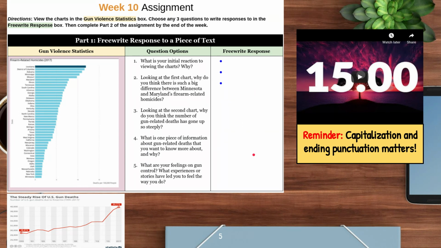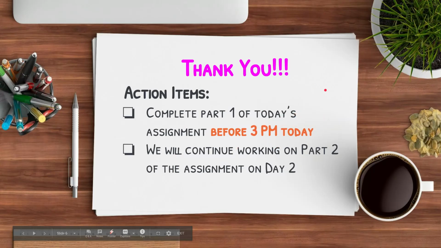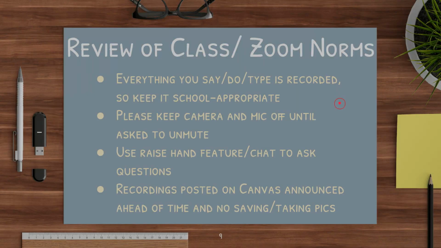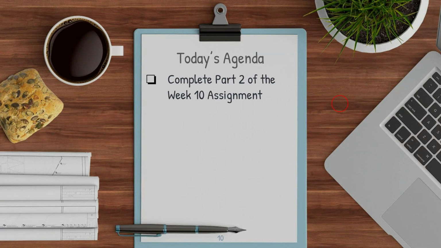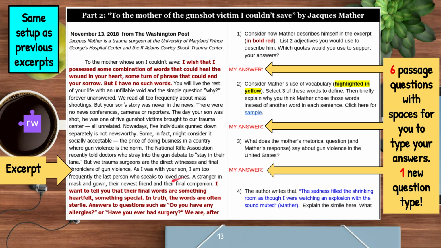Okay, so now that you've completed part 1, there's a shortened class period, so this is why this is here. You can just ignore that for now. Let's move on to day 2 when we go to part 2 of the assignment. Here's part 1. Okay, part 2.